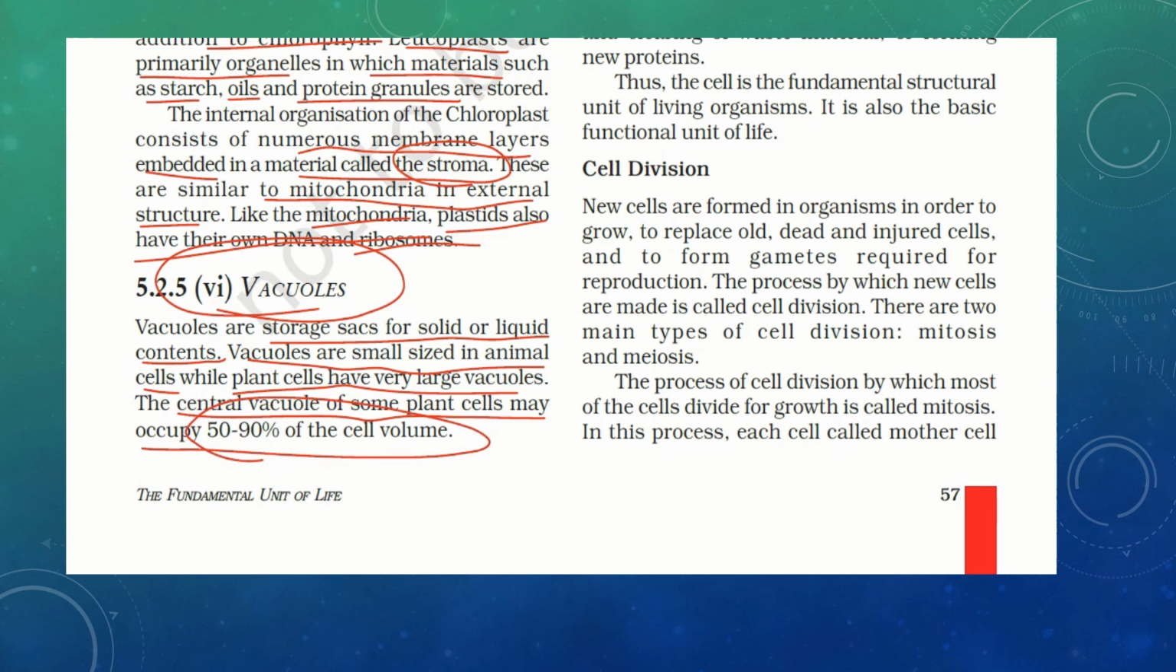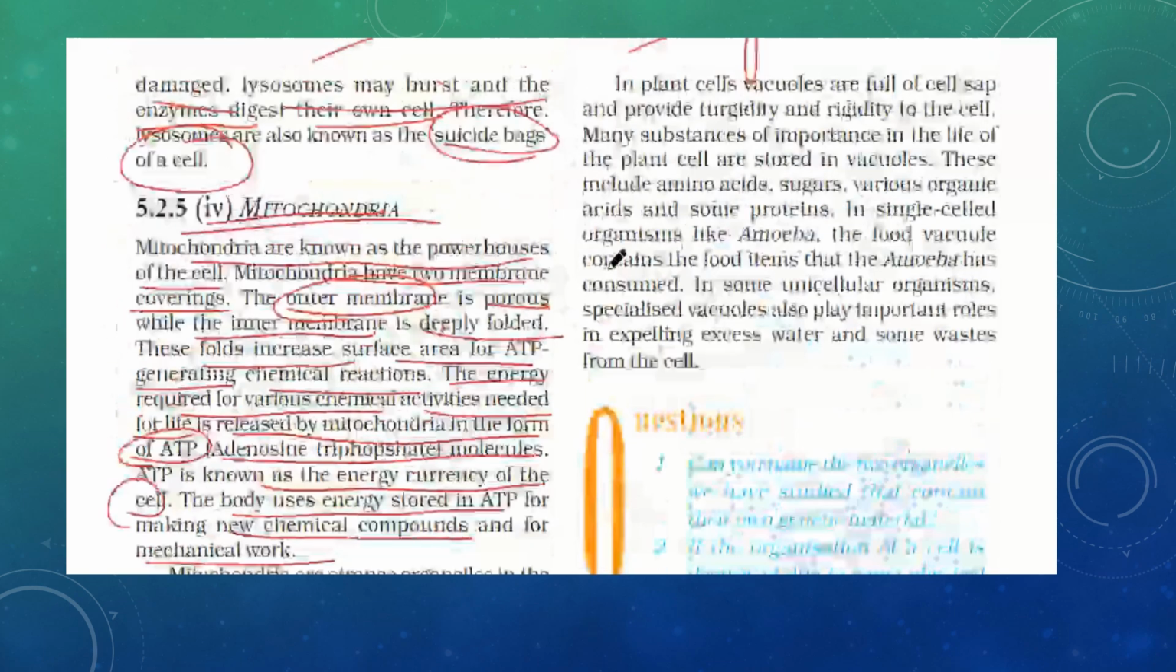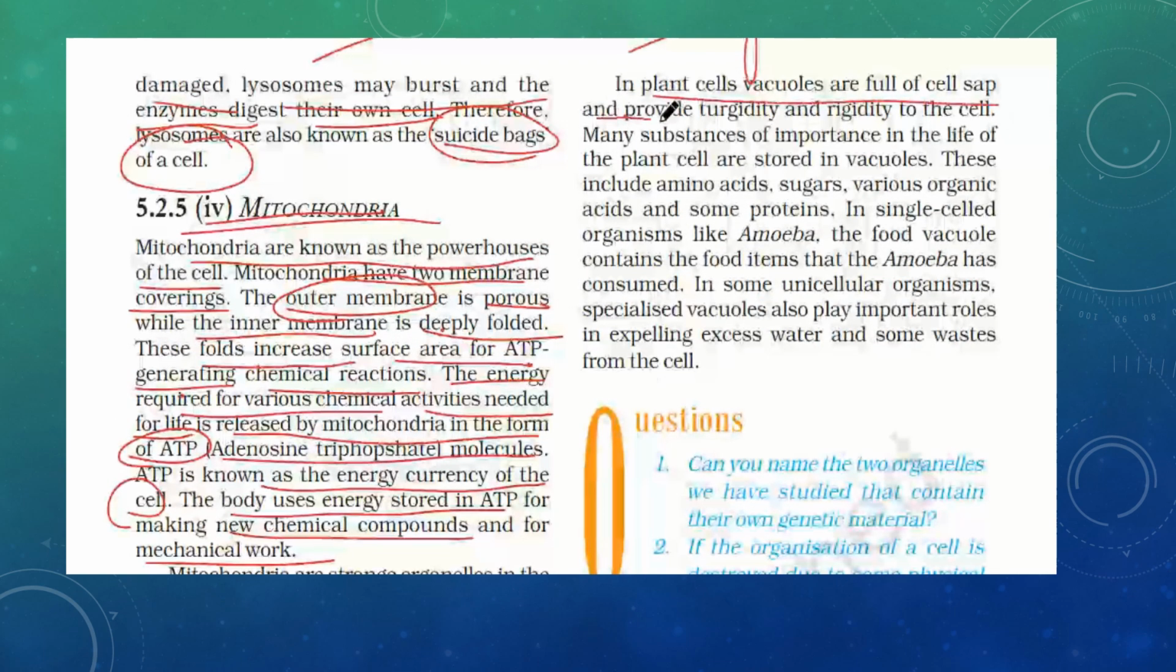So in animal cells, vacuoles are very small, whereas in plant cells they are huge and occupy about 50 to 90% of the cell volume, right? Now in plant cells, vacuoles are full of cell sap and provide turgidity and rigidity to the cell. Many substances important in the life of the plant cell are stored in vacuoles, and these include amino acids, sugars, various organic acids, and some proteins.